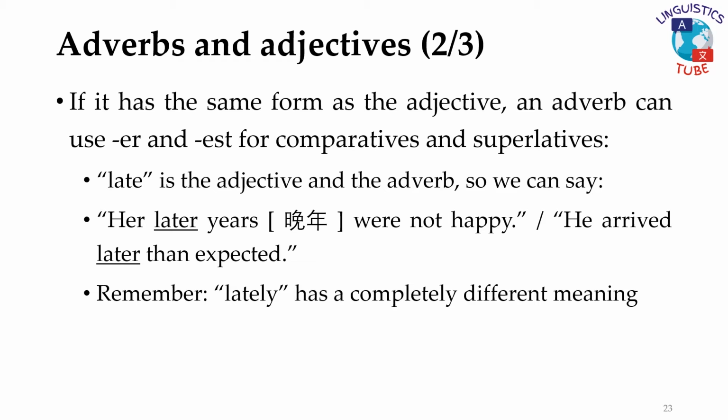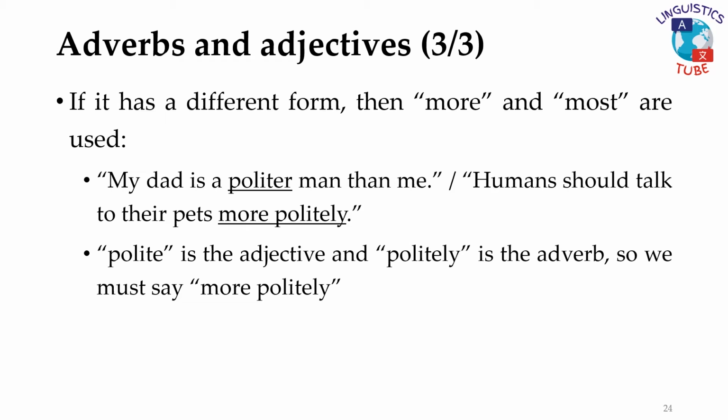Because late is both the adjective and the adverb, we can say, her later years were not happy, and he arrived later than expected. On the other hand, if the adverb has a different form from the adjective, then the adverb must use the phrasal comparison more and most. For example, my dad is a politer man than me. Humans should talk to their pets more politely. Because polite is the adjective and politely is the adverb, we must say more politely. So, it is ungrammatical to say humans should talk to their pets politer, because polite is the adjective and politely is the adverb.